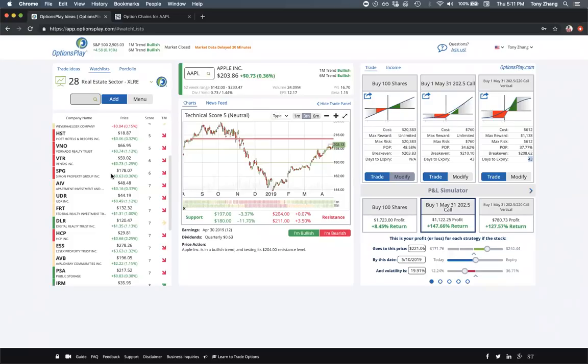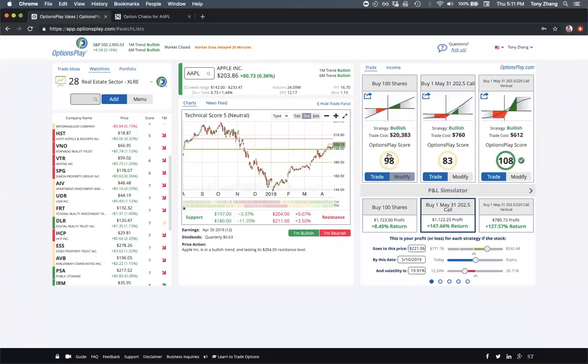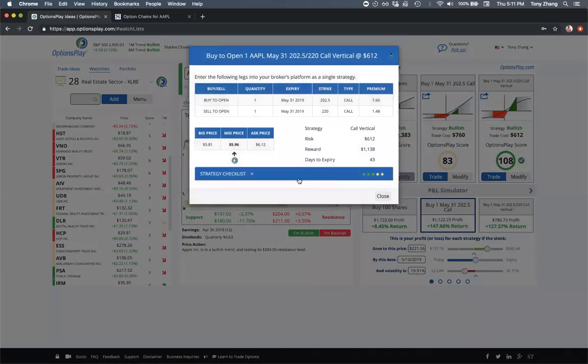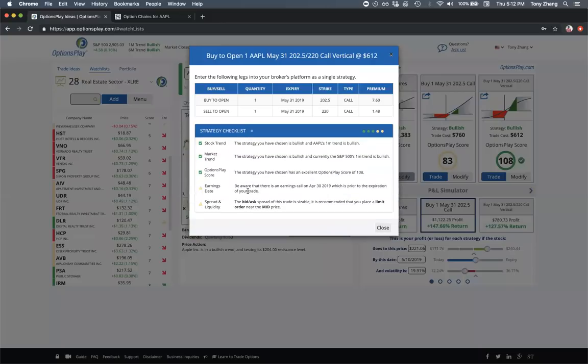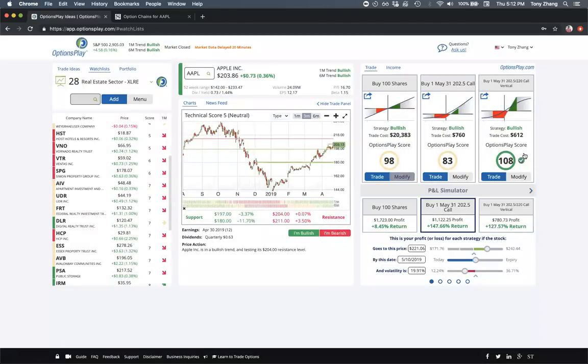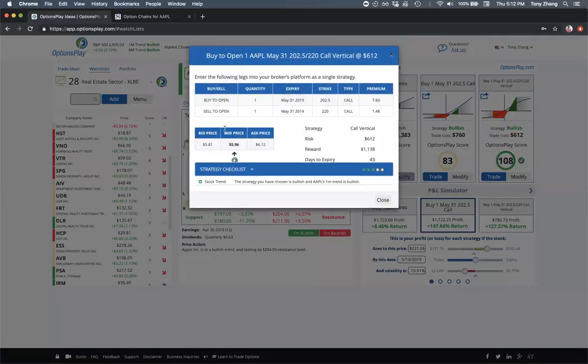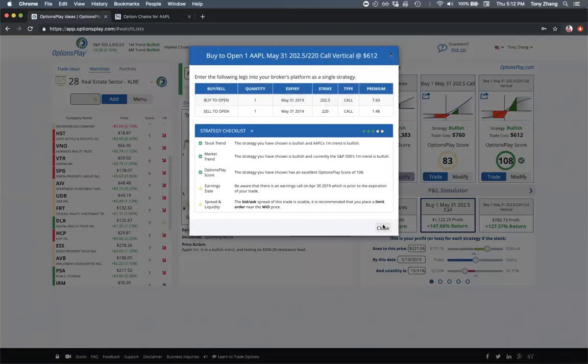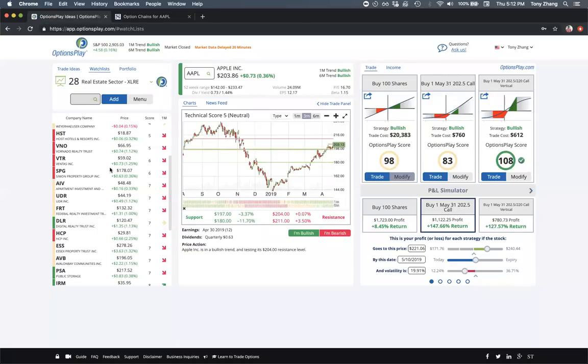Why the green check mark or the options play logo sometimes? So the green check mark just tells you which strategy has the highest options play score. It's simply that. And occasionally when you hit the trade button, if all 5 things are green, that's when you get an options play logo, just basically saying that everything that's on the strategy checklist checks out, on top of the fact that it's the highest options play score.